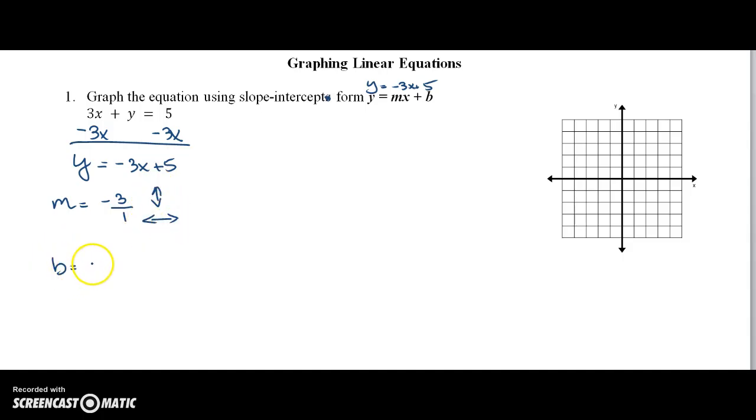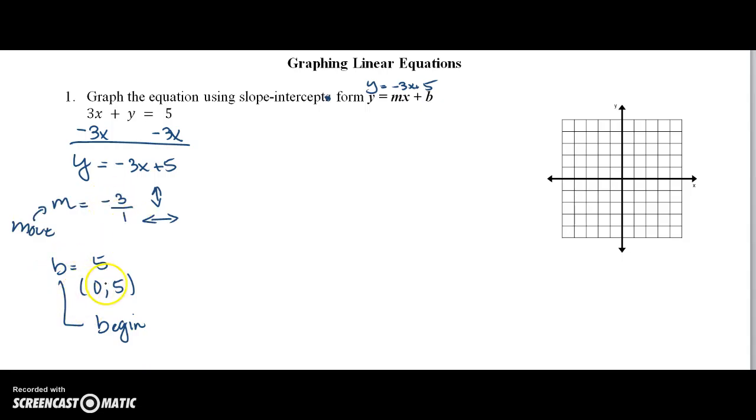And then my b is equal to 5 because it's y equals mx plus b. That's in the 5 spot. And as a coordinate, because it's a y-intercept, it's 0, 5. Things to remember. This b tells you where to begin. And your slope tells you where to move. So it's going to tell you to go, because this is a negative 3, down 3 and right 1.